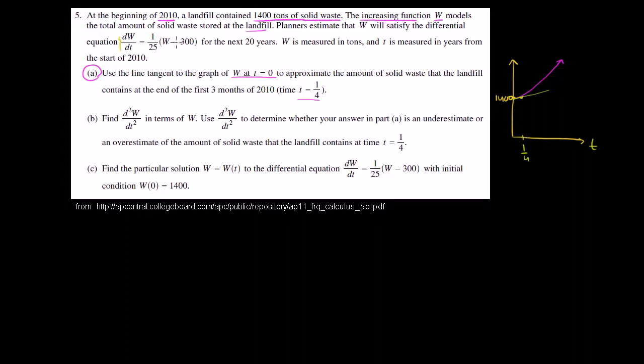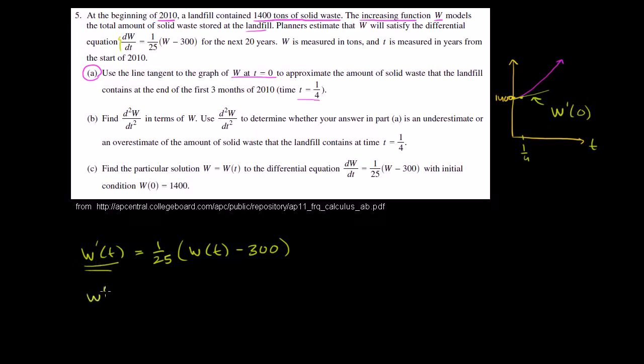We can rewrite this differential equation using slightly different notation. This is the derivative of W with respect to t. We could write that as W prime of t is equal to 1 over 25 times the function W, which is a function of t, minus 300. And when you look at it this way, it becomes a little bit clearer how to figure out what the derivative of W is at 0. The slope of that line literally is just the derivative of W evaluated at 0. So let's literally take the derivative of W and evaluate it at 0.